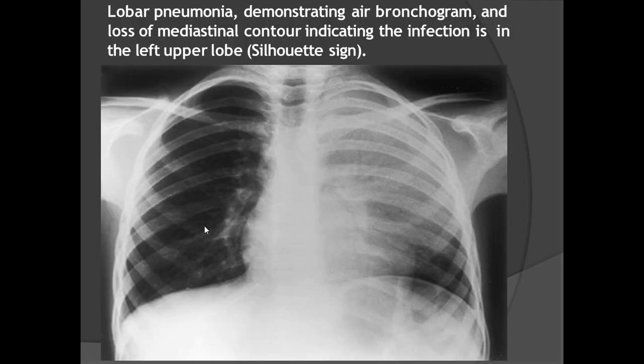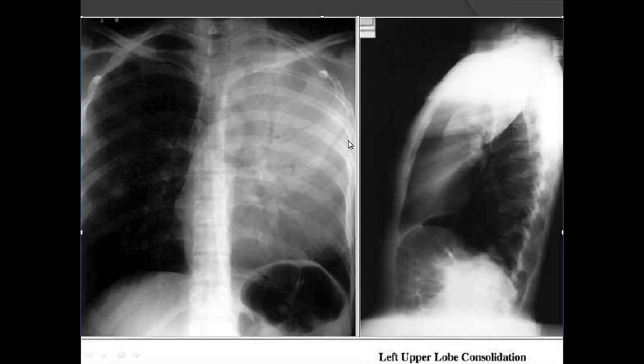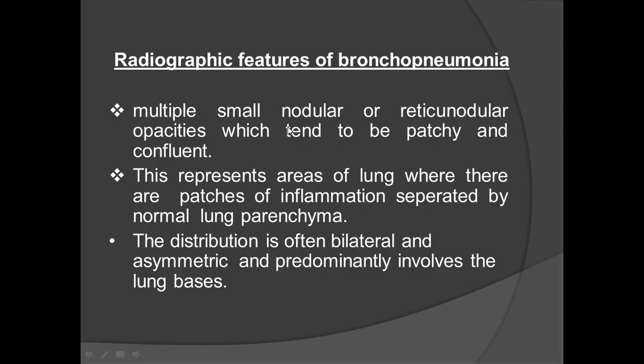Another example: there is a lobar pneumonia, left upper lobe and left lingular pneumonia, and all these whitest opacities are consolidation, and air is seen within the bronchi in a linear fashion in a branching pattern. So this is an air bronchogram sign. Again, air bronchogram sign. Now let's discuss the radiographic features of bronchopneumonia.